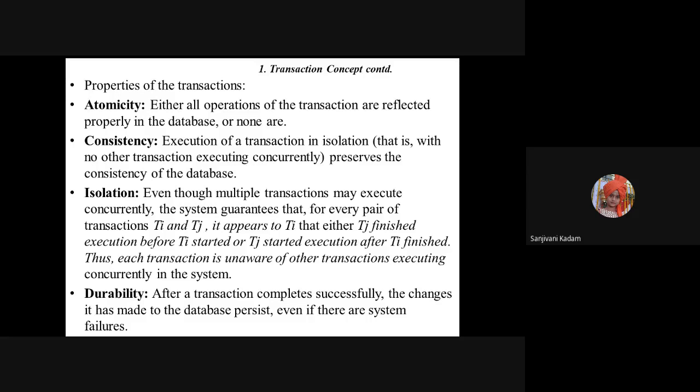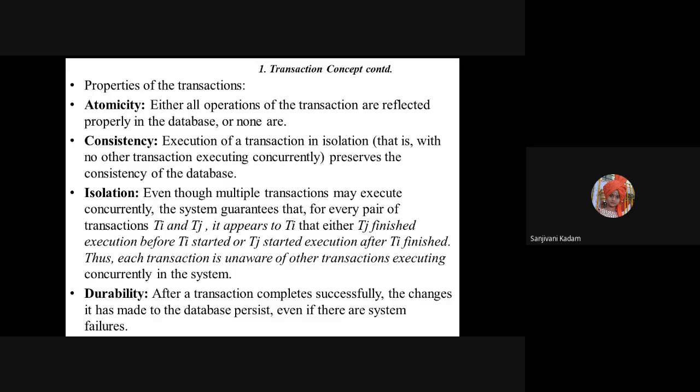Durability means that after a transaction completes successfully, the changes it has made to the database persist. Even if there is a power failure or something else, after restarting the system we should be able to see the changes after recovery from the failures. So these are the properties.